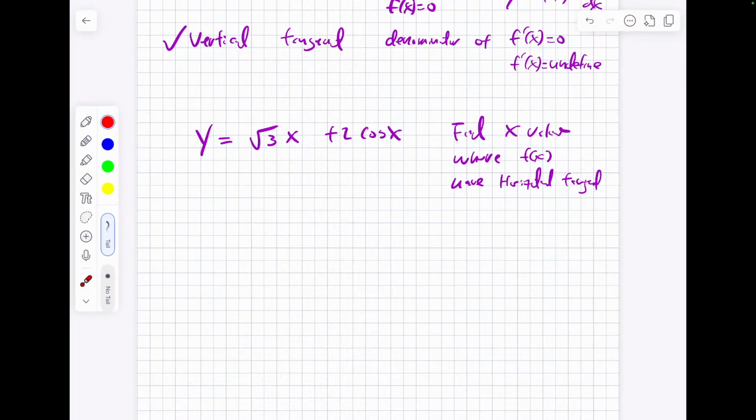So how do we find a horizontal tangent again? Set what equal to 0? The derivative. So can you take a derivative? It's just going to be square root of 3. And then, good, keep on going. Write it down though.